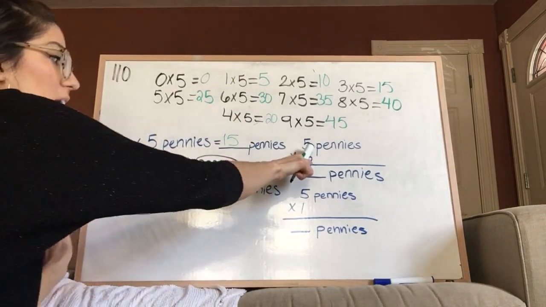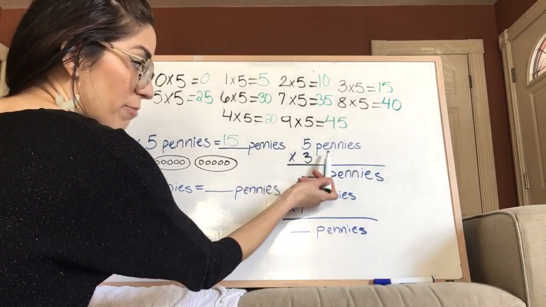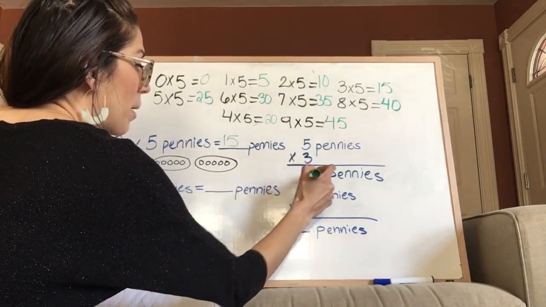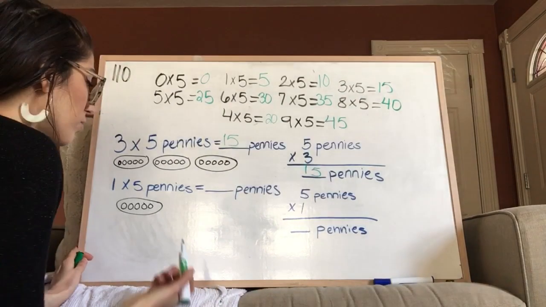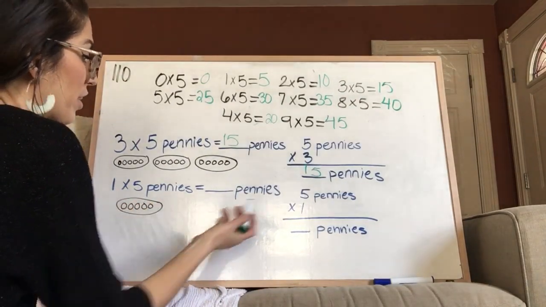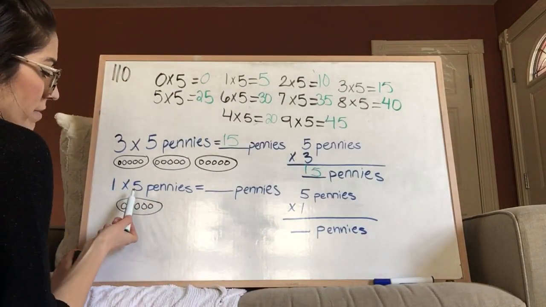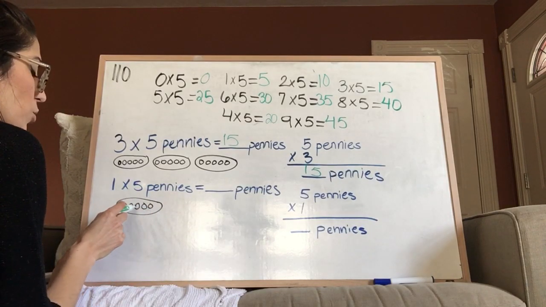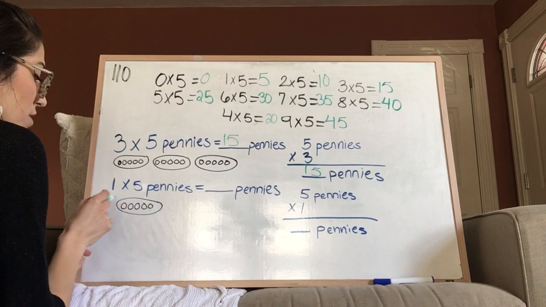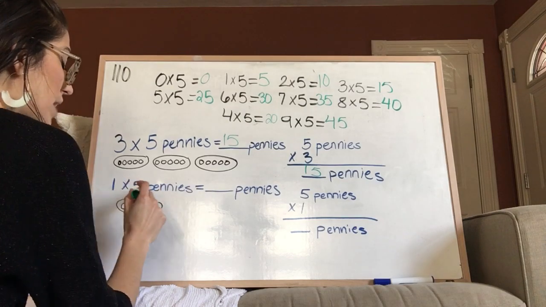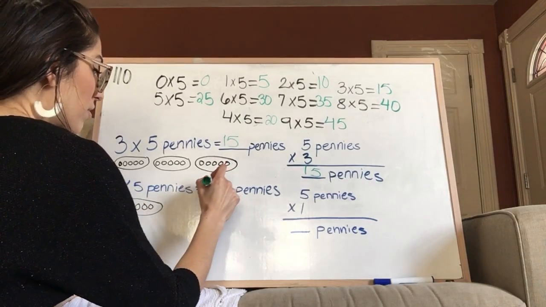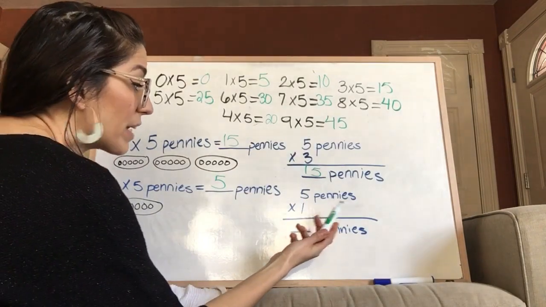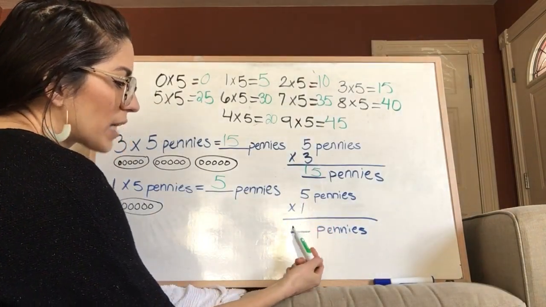We would even set it up like this. So we have 5 pennies times 3 equals 15 pennies. Okay? And then same thing over here. We have 1 times 5 pennies equals how many pennies? So we have 1, 2, 3, 4, 5. 5 pennies in one group. So 1 times 5 pennies equals 5. Very good. Same thing here. We have 5 pennies times 1 equals how many pennies?